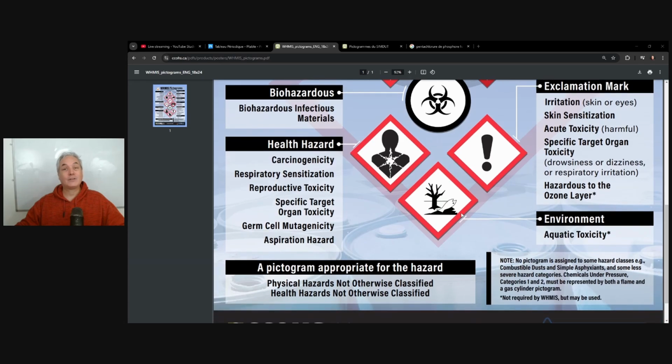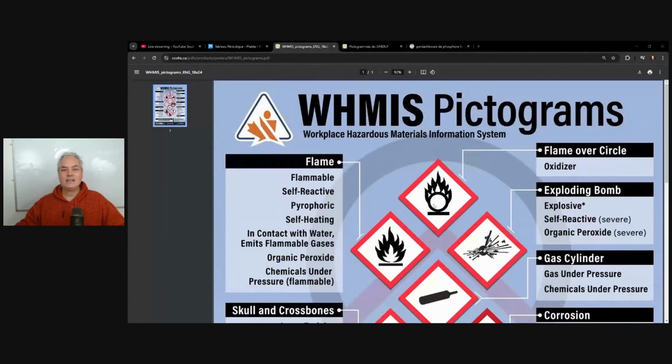And this one here is about the environment. Often it is for terrestrial and aquatic ecosystems that could be affected by different chemicals brought into them. This one is not necessarily recognized around the world, but it is one that we have here in Canada, in Europe, and in North America.